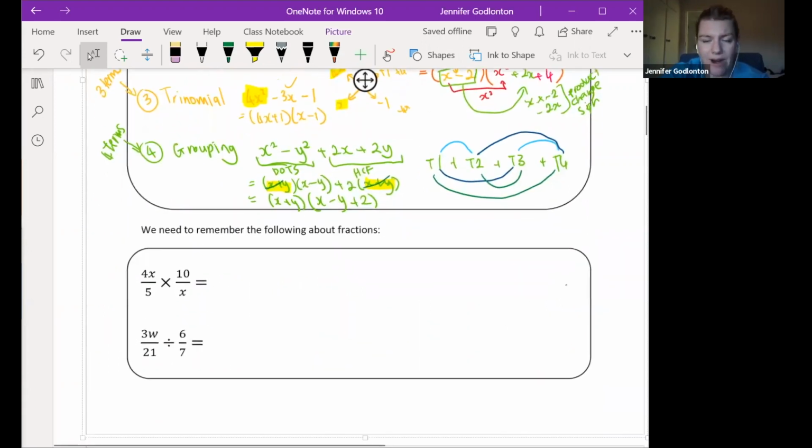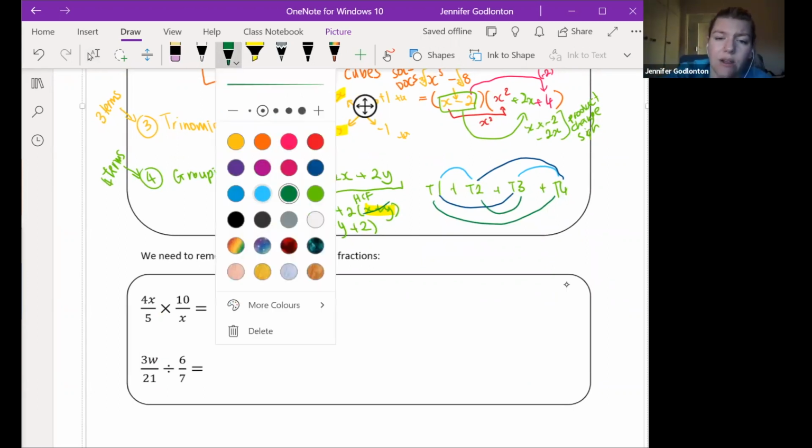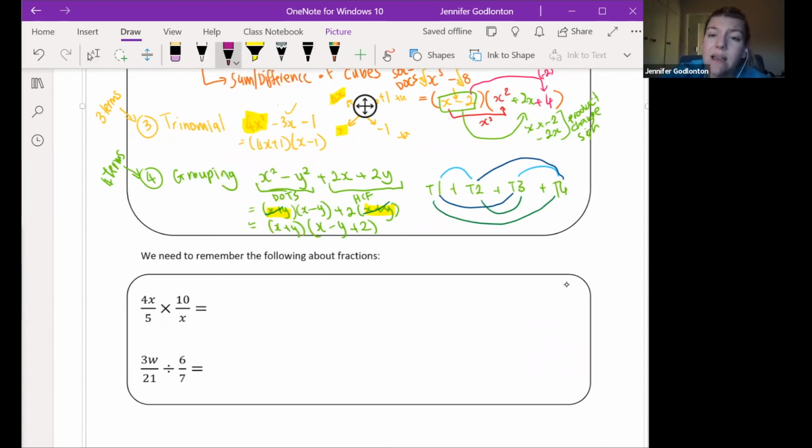When we are dealing with fractions, we have multiplication of fractions and we have division of fractions. If we're plussing or minusing, we want a lowest common denominator, but timesing and dividing is different. When we are timesing our fractions, the first thing we want to do is see, can we cross simplify?